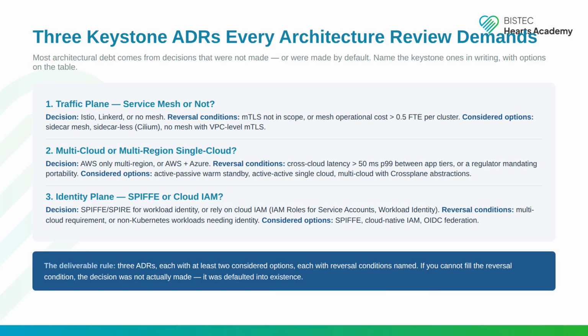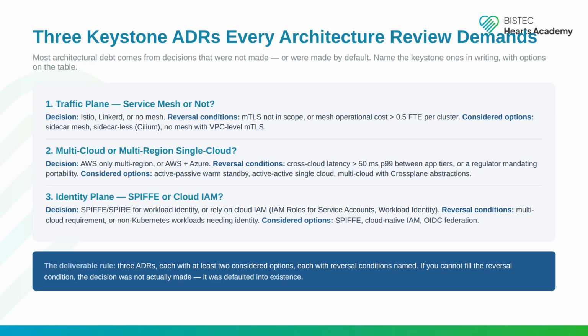Most architectural debt comes from decisions that were not made, or were made by default. The keystone decisions are the ones that lock you in for 3 years. You must name them in writing, with options on the table. 3 keystone decisions show up in 9 of 10 architecture reviews.